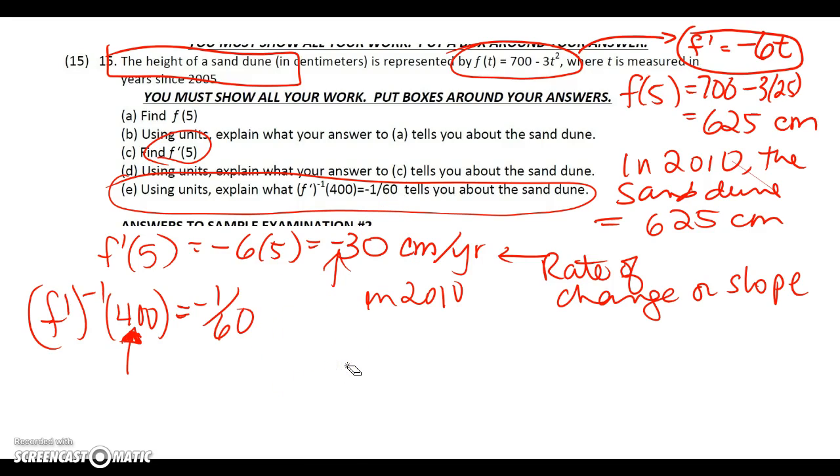But the input now is the y. The input now is the y, and that's the height of the sand dune. So when the sand dune is 400 centimeters high, it will be eroding at a rate of 1 centimeter in 60 years. That, I think, was the hardest thing on this worksheet.